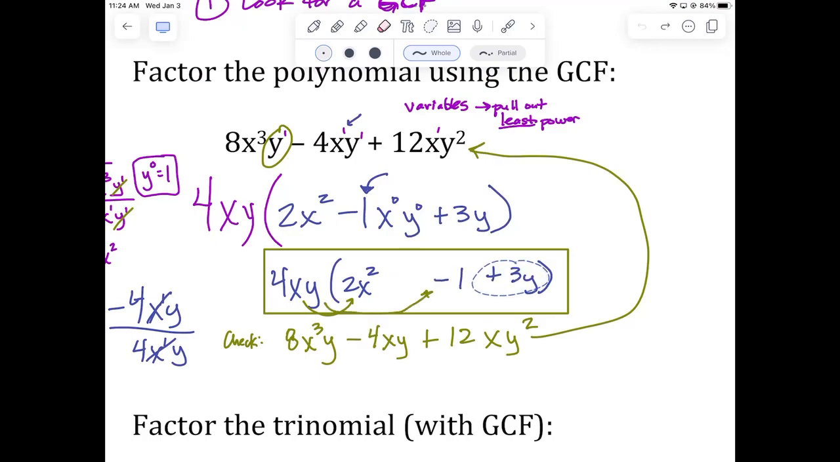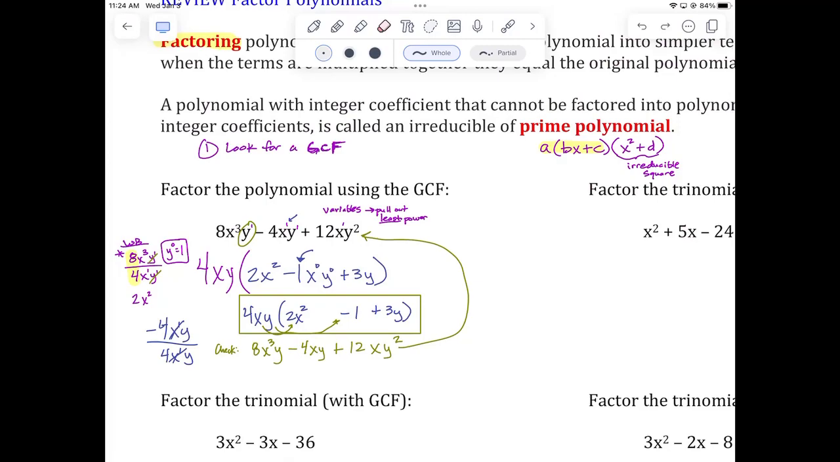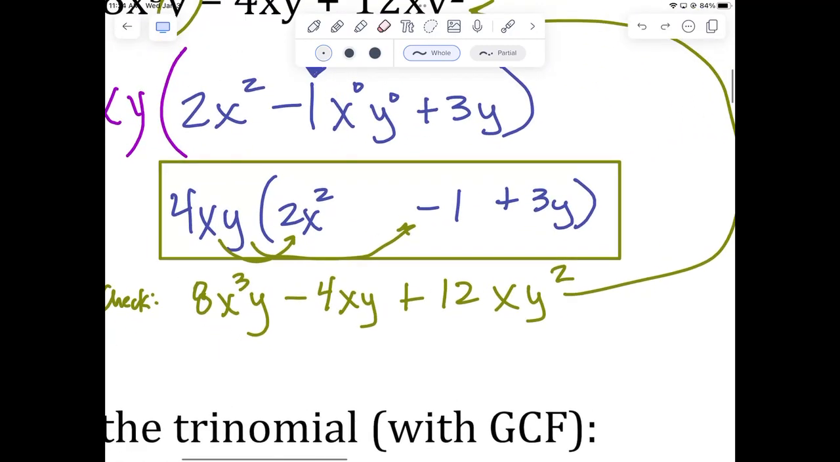So if you just want to check yourself mentally, you don't actually have to do it. But if you want to check yourself mentally as you go, factor it out and then remultiply, make sure it's the same, and then go to the next term, so on and so forth. But that's the first rule of factoring. Look for the GCF.